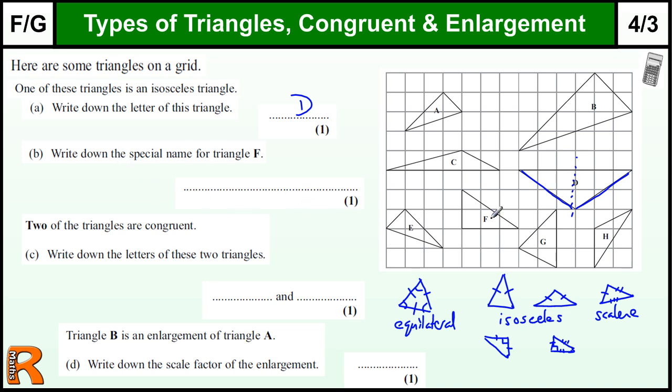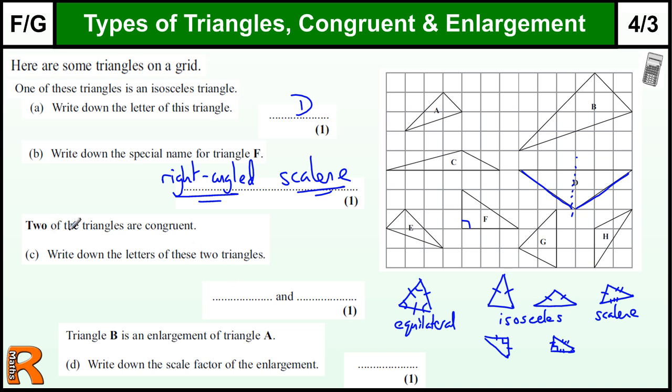Write down the special name for F. Well, that is a right angle triangle. I really don't like to use that as a special name for F. It's actually a scalene triangle, but you would get away with putting right angled. I mean, to be perfect, it's a right angled scalene, but either scalene or right angled would be fine for the answer, or perfectly would be both.